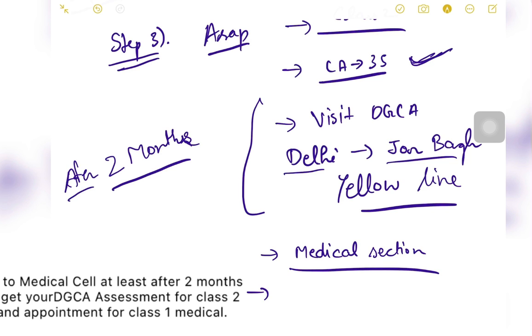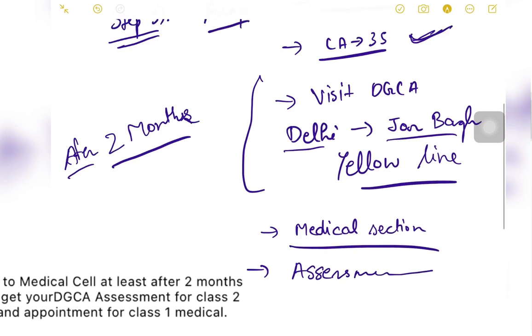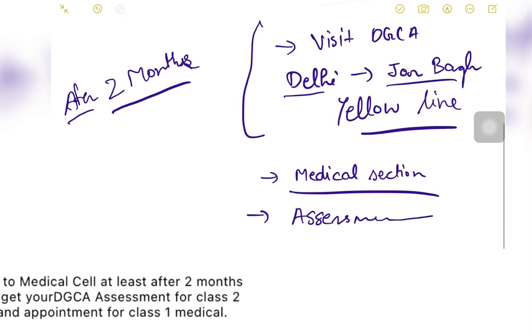Okay, you will go to the medical section, and there you need to collect your assessment from them. As soon as you go, you will collect your assessment, and there only in the medical cell, this is also called medical section or medical cell, whatever you can say. So go to the medical cell and just ask them, please give the appointment for class 1.